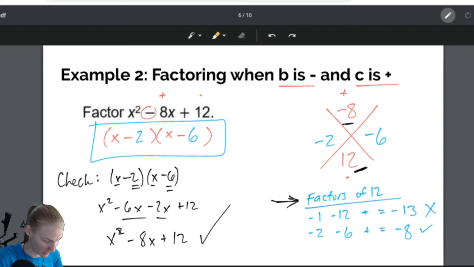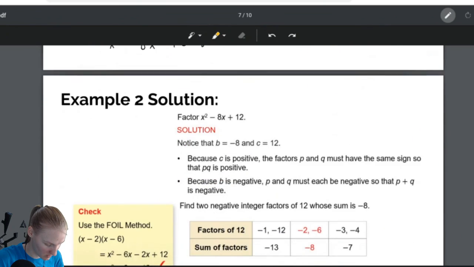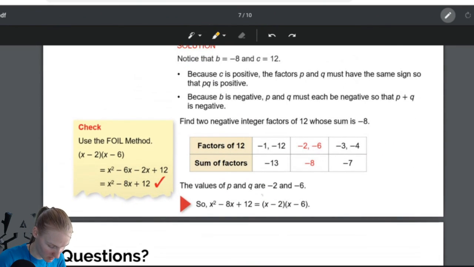Awesome, awesome. Let's check that we were correct. Yes. We were indeed correct. Wonderful. And then, yup, look at that. We check using the FOIL method. Awesome.